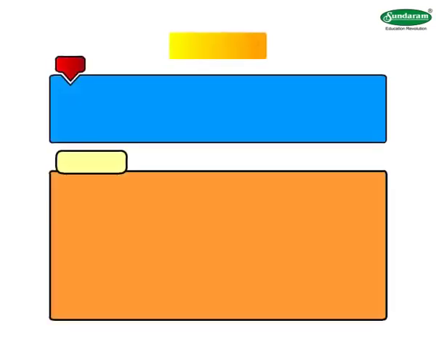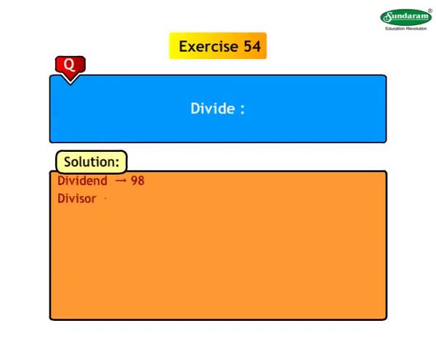Let us take an example from exercise 54. Question. Divide. Solution. Here, the dividend is 98. Divisor is 14. Let us arrange the division vertically. Let us consider the digit on the extreme left of the number 98, that is 9. 9 cannot be divided into 14 equal parts, that is, we cannot divide 9 by 14. Hence, write 0 above 9 in the quotient's place. Now, 9 minus 0 is equal to 9.